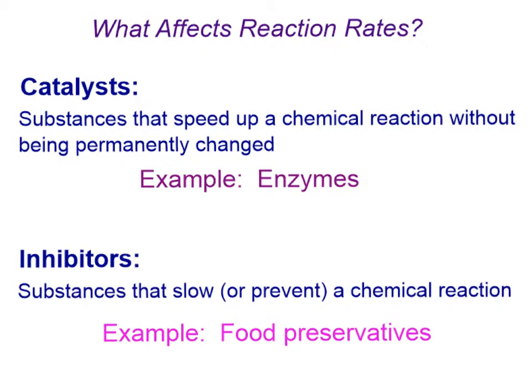An inhibitor is also something that can be added to a chemical reaction, and it will slow a chemical reaction, sometimes prevent it entirely. An inhibitor example would be food preservatives. They are added in order to slow the process of the chemical reaction of food spoilage.